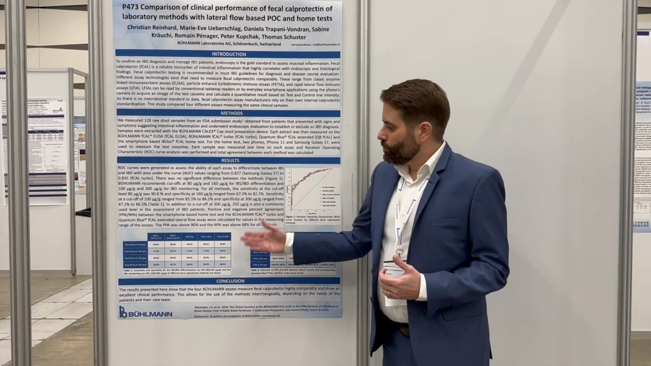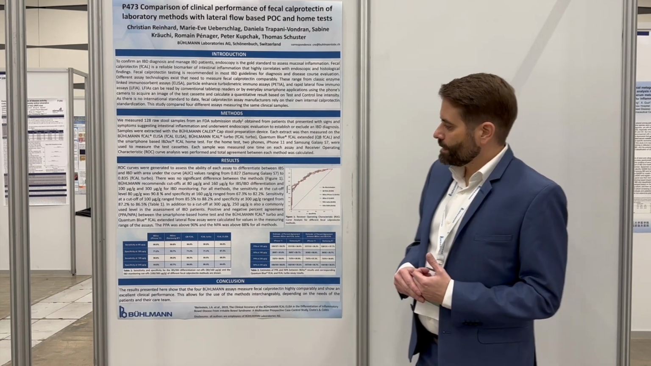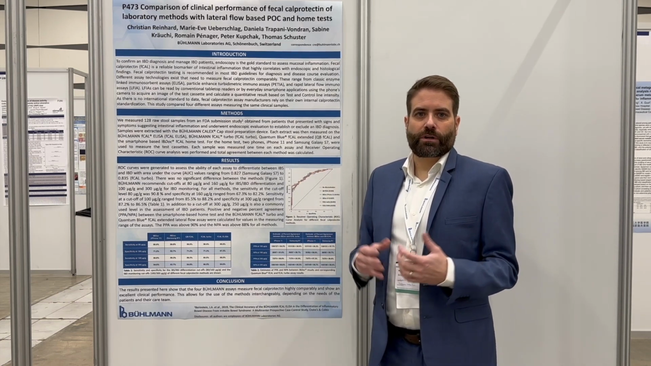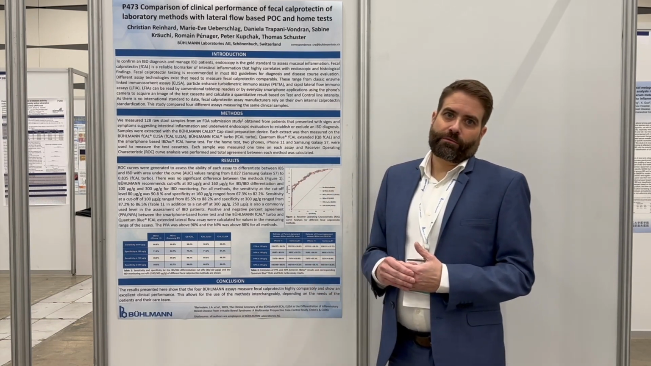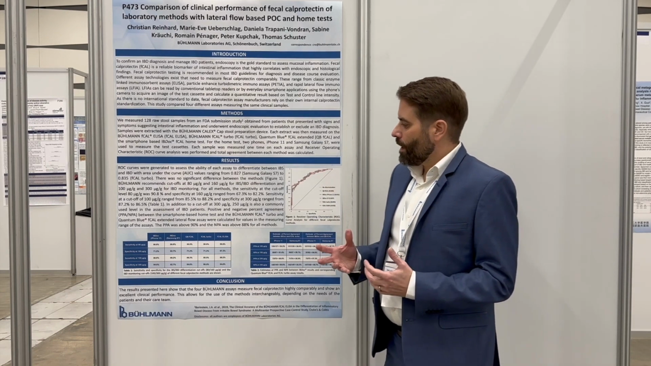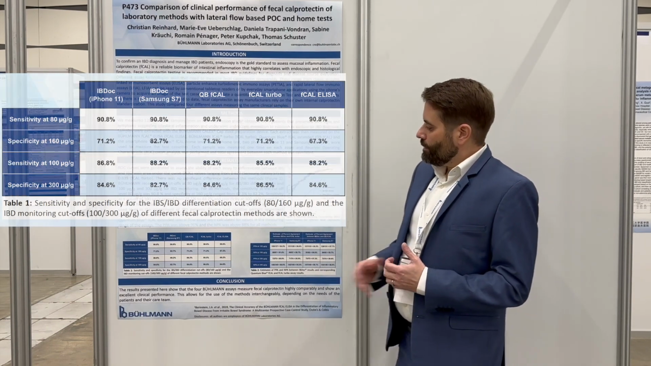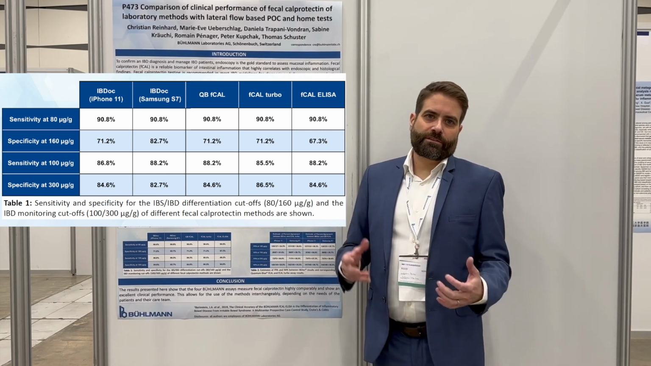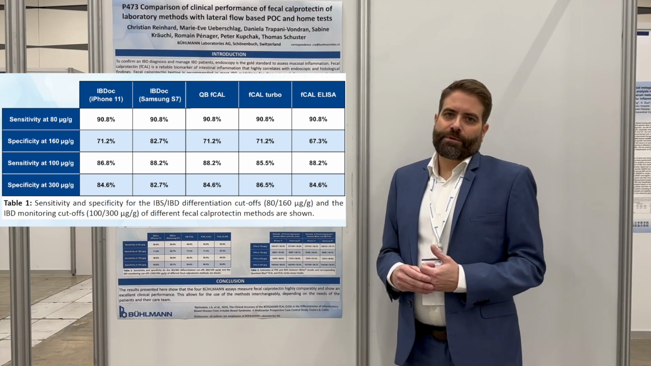We also looked at the sensitivity and specificity of the cutoffs that Bühlmann recommends, so that for diagnosis 80 and 160 micrograms per gram, and for disease follow-up of diagnosed patients 100 and 300 micrograms per gram. And as you can see, all sensitivity and specificity at all cutoffs are very comparable between the different assays.